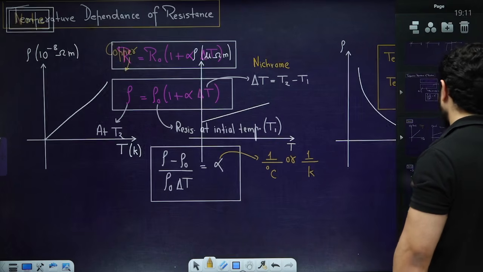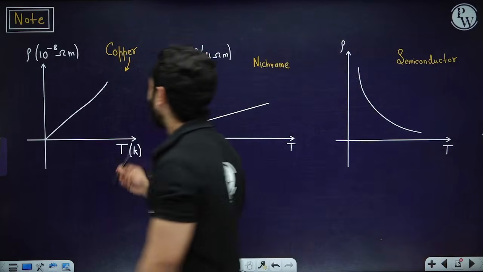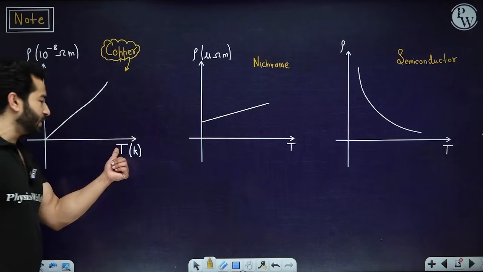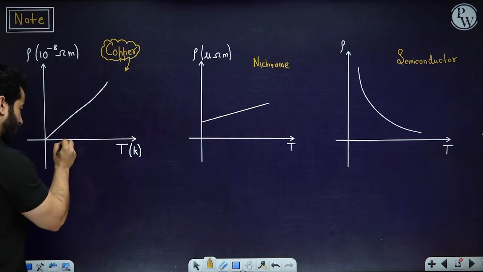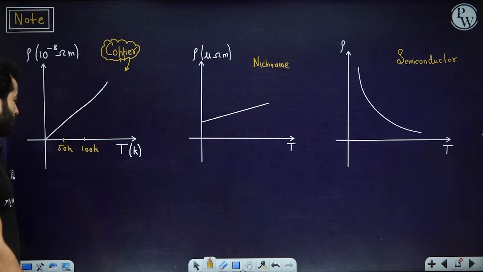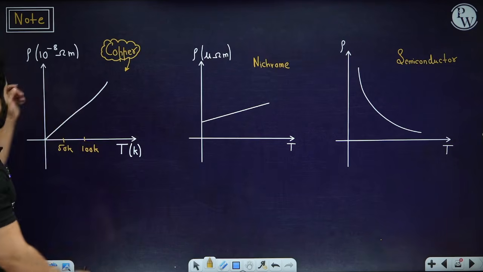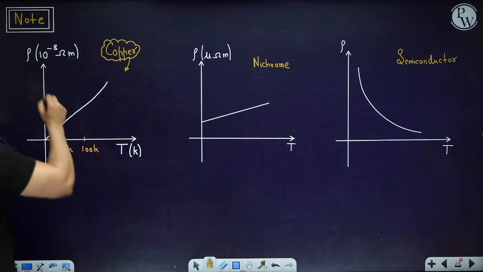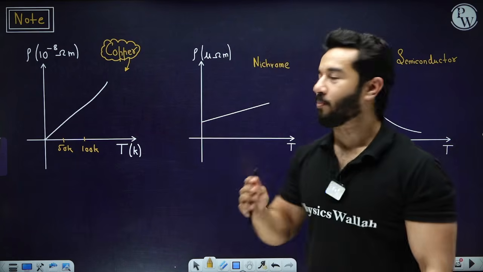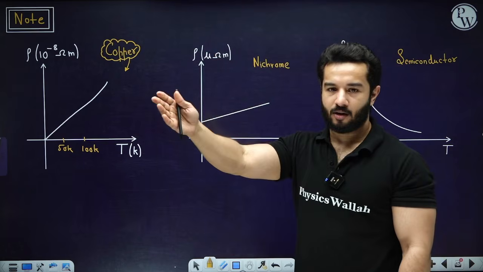Before that, also have a look at what happens with change in temperature. This is copper. Copper basically means we are talking about conductors. So for conductors, if you're going to increase the temperature, this is some order of like 50 Kelvin, then 100 Kelvin and so on. At 0 Kelvin, obviously resistivity will be 0. I am also explaining the order of resistivity: for a metal like copper it is around 10 to the power minus 8 ohm meter. When you talk about nichrome, which is an alloy, it goes to micro ohm meter, right?